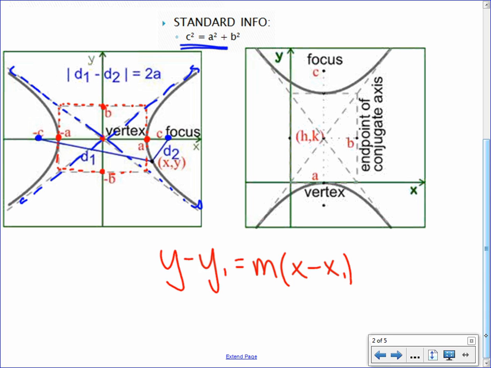Alright, so we're going to do two examples. One's going to be fairly simple. The other one we're going to have to do a little bit more work.